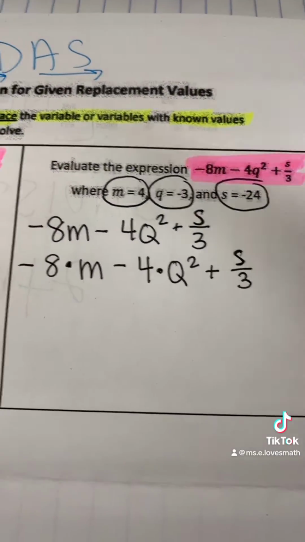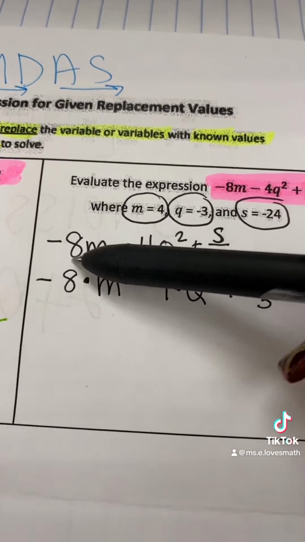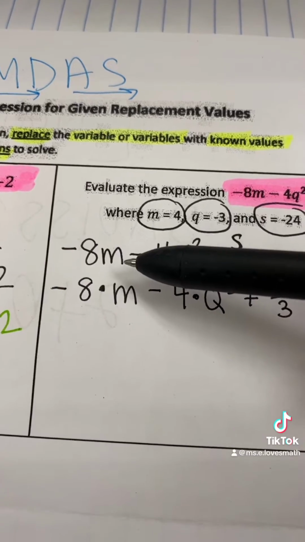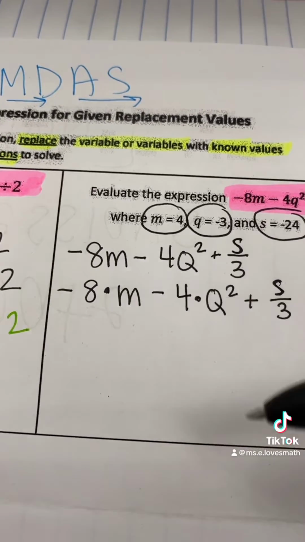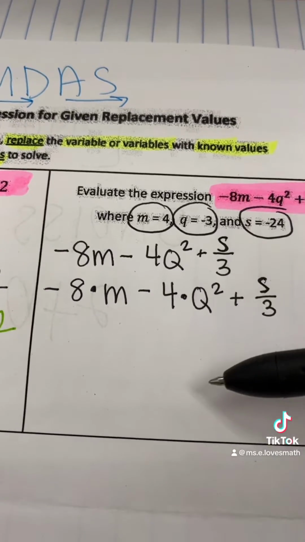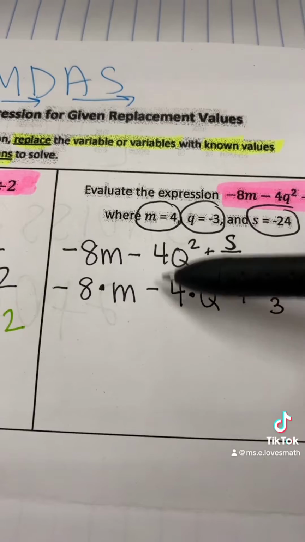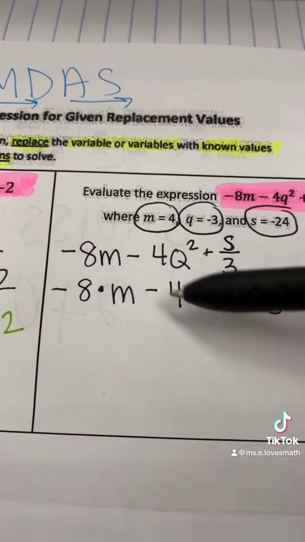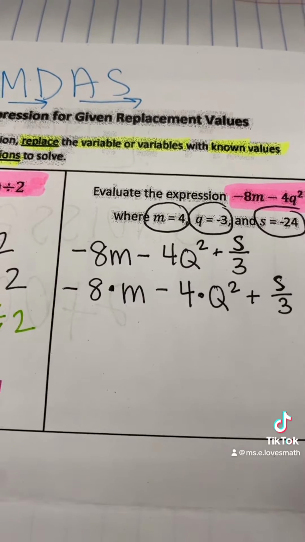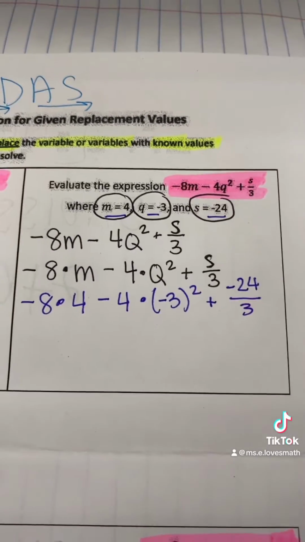After writing the expression, I like to show our multiplication. Anytime you see a letter next to a number, this means multiply. So negative 8m really means negative 8 times m. Negative 4q squared is the same thing as negative 4 times q squared. This is very important because once you separate it out, you notice that you're going to have to do the exponents first before you multiply. Then we just bring down the rest of the expression.